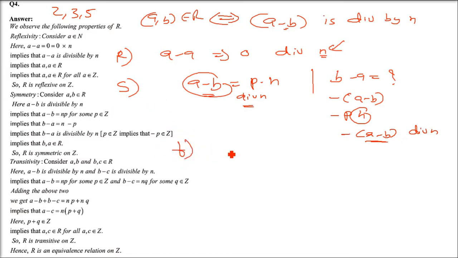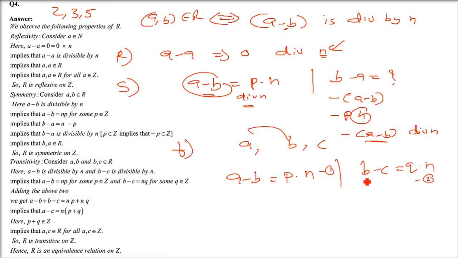Now reflexive and symmetric we have done. Let us say transitive. So a, b, c we take 3, same as we have done earlier. a minus b is p into n, because it is divisible by n, we are assuming it to be. b minus c is also, we are assuming, q into n. And just add these two, assume it to be equations 1 and 2. Add it, a minus b plus b minus c is going to be pn plus qn. And you can take constant p plus q.